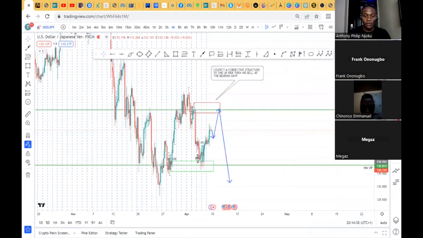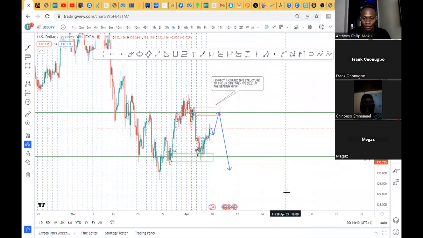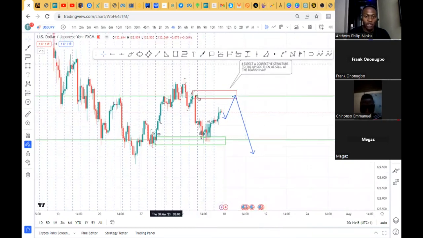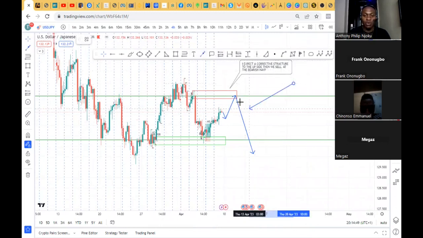Okay, same thing for USD JPY. I'm expecting the shorts from USD JPY. You can see we have a validation point over here. I expect a corrective structure to the upside. Then we sell at the bearish H4 validation point. You can see it here.